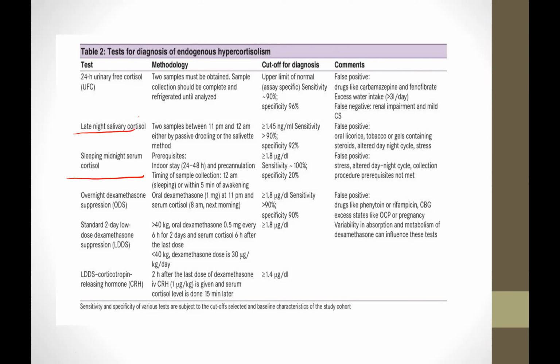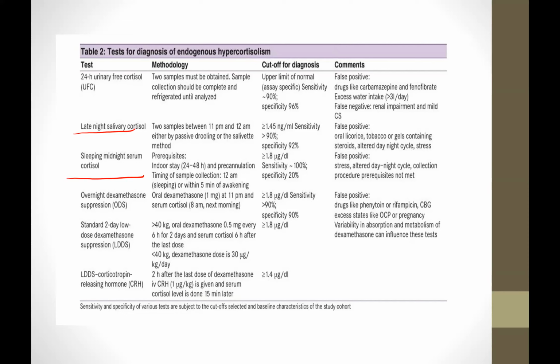Now, can I do another test? Yeah, you can do late night salivary cortisol. How do I get late night salivary cortisol sample? Patient will be sleeping. How do I get a salivary sample? Either from the drooling that is happening from the patient's mouth, or a small patch-like thing, an absorbent pad-like thing, is inserted into the mouth around 11 to 12 at night, that is in the midnight, between 11 and 12, and then that is taken out with a forceps. And that is called the salivate method.